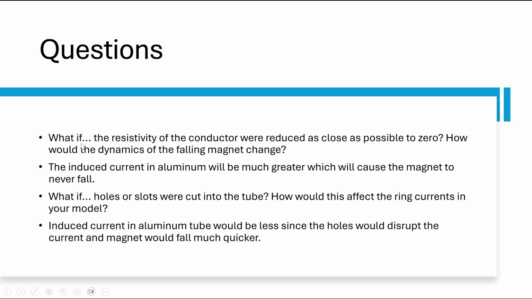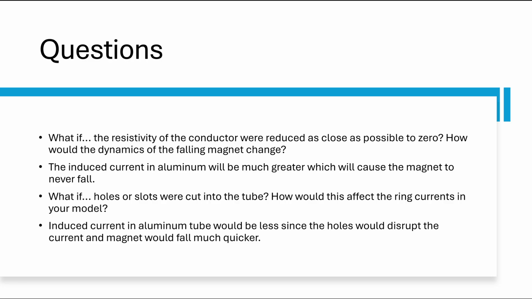So the questions are, what if the resistivity of the conductor were reduced as close as possible to zero? How would the dynamics of the falling magnet change? The answer to this was that the induced current in the aluminum will be much greater, which will cause the magnet to never fall, basically stopping the magnet.